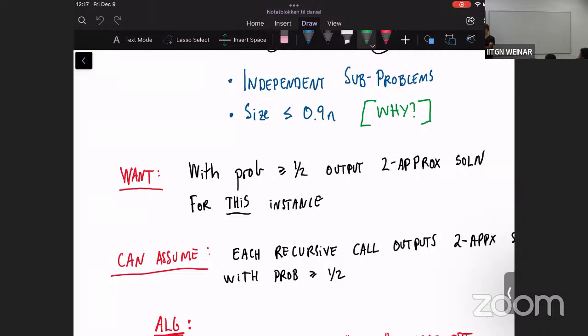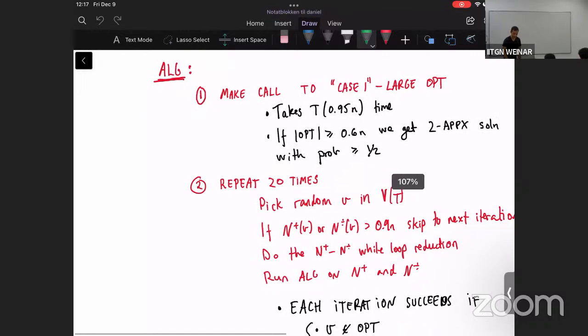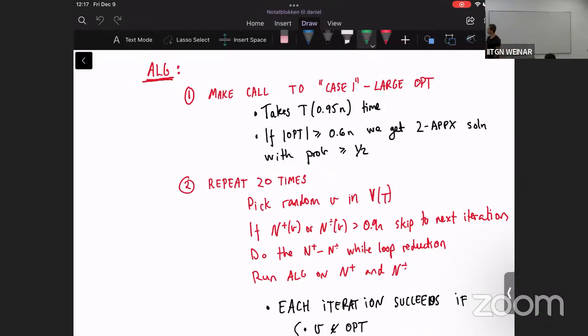I will assume that all of my recursive calls satisfy this specification. Now, what will the algorithm do? It will first make a call to the case 1 situation. So you remove 5% of the vertices, and then you run the algorithm on the rest. That was our case 1. It's just going to do that.